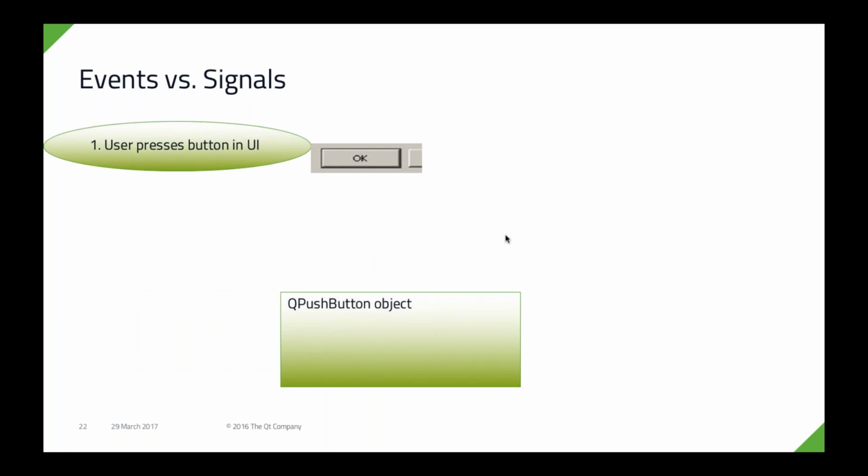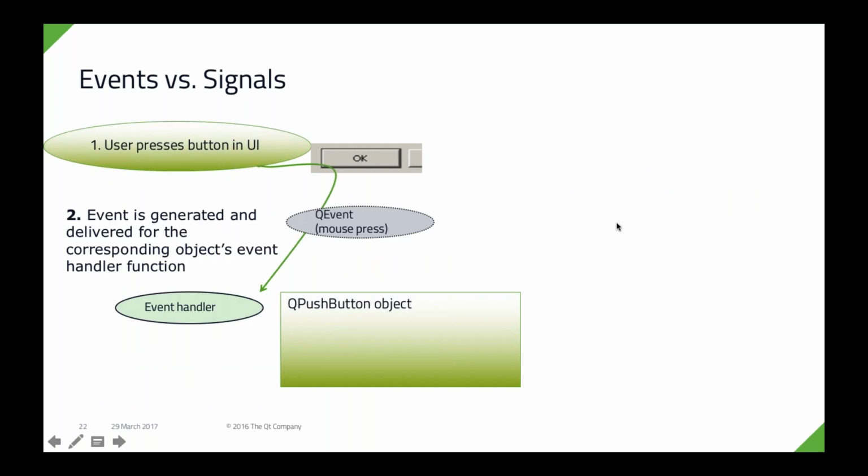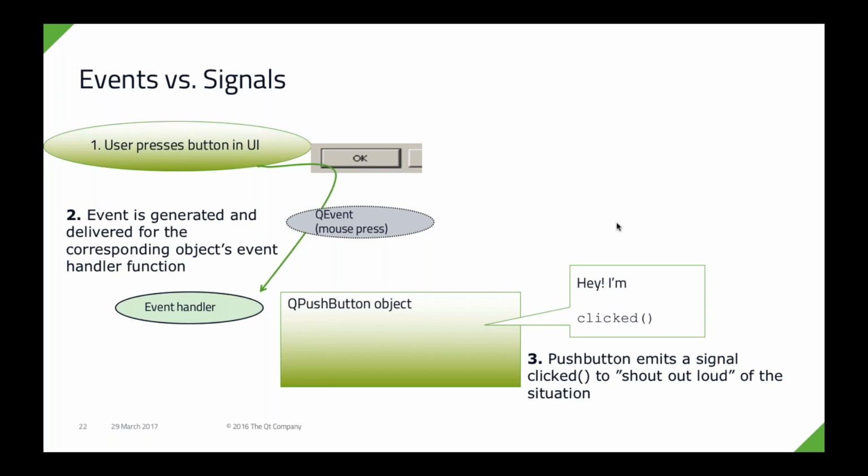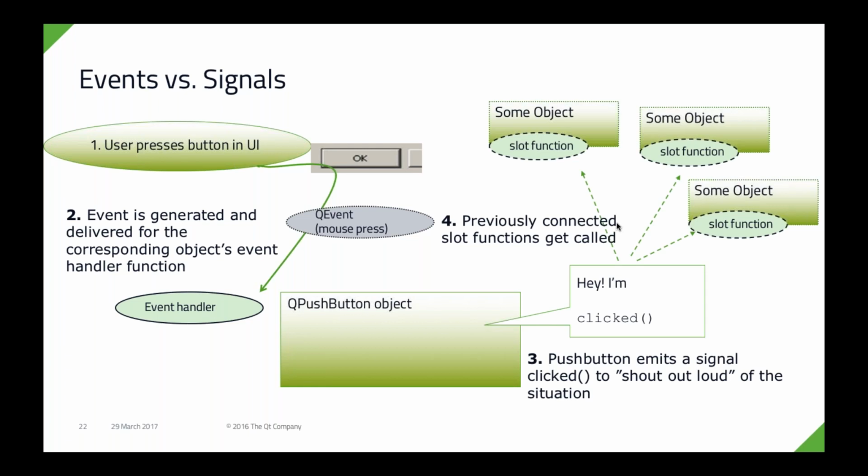Events versus signals then. Events are not quite the same as signals. When a user presses a button in a UI, this of course creates a Qt event, which is passed to the event handler and eventually comes to the QPushButton object. The QPushButton will emit a signal to say it's been called, and that signal will go on to the various other objects. Okay.